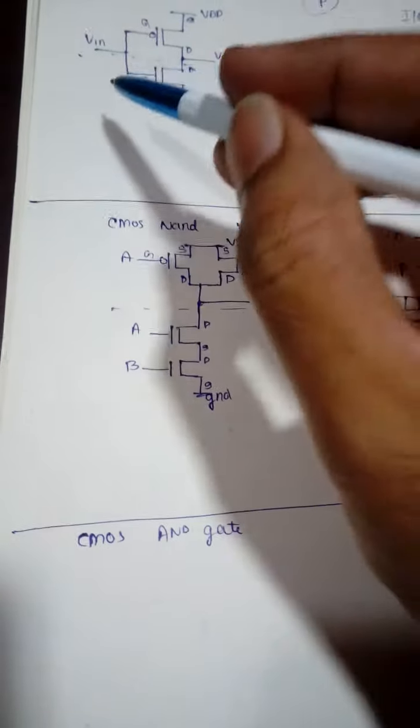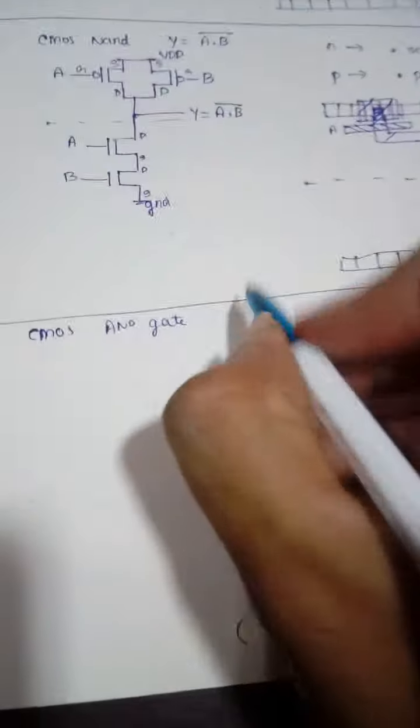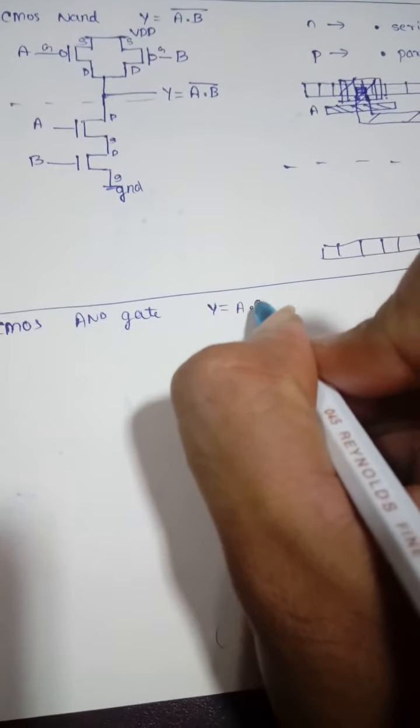So how do we design a CMOS AND gate? Same thing as for a CMOS NAND gate. If you add the CMOS inverter, that is, the output of the NAND gate is given as input to the CMOS inverter, you will get the CMOS AND gate. So the expression I'll just write: Y is equal to A dot B. The designing of the circuit and the layout, I'll just show you.